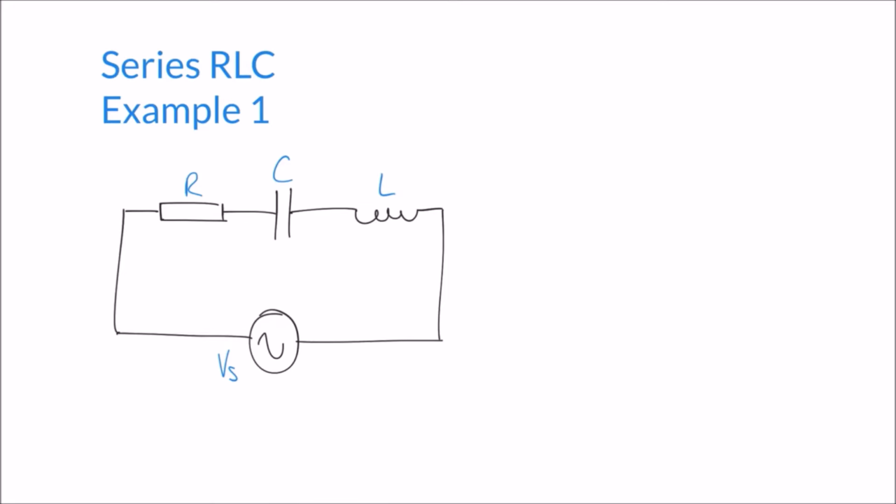First of all, let's define some component parameters. We have a supply voltage at the bottom here. Let's say that supply voltage Vs is equal to 120 volts at 50 hertz, so it has a frequency of 50 hertz there. Let's also say that the resistor in this question, R, is a 100 ohm resistor. Let's say the inductor, L, has an inductance of 560 millihenries.